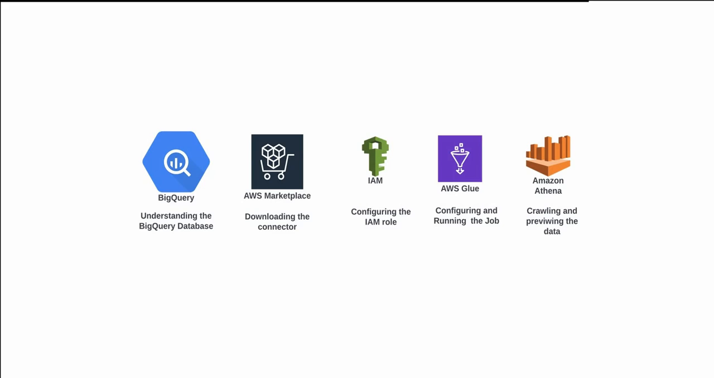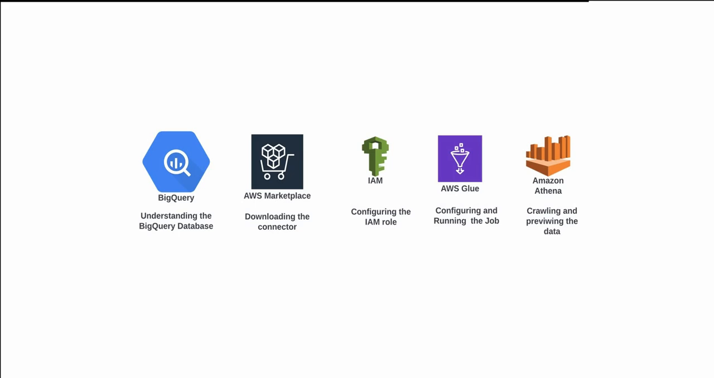The next part will be downloading the required connector, and also we'll configure the connector that we'll be downloading from AWS Marketplace. In the next part, we'll configure the IAM role in AWS. We'll also configure the service account at Google Cloud end. We'll download the required JSON file.